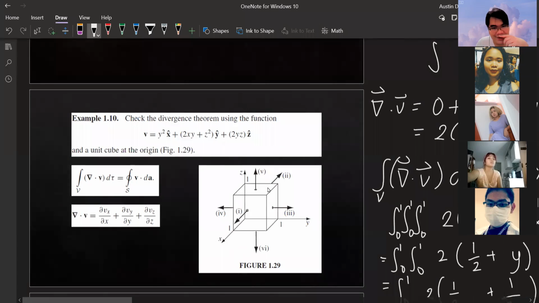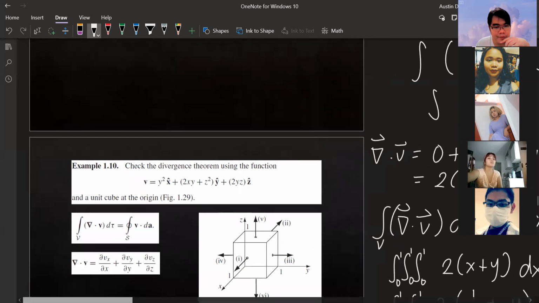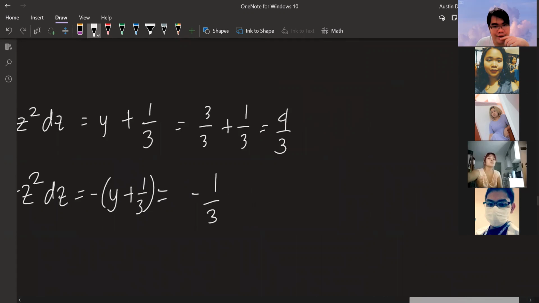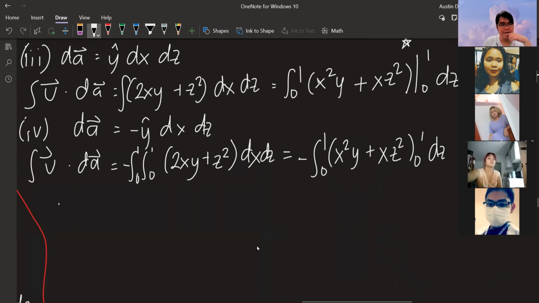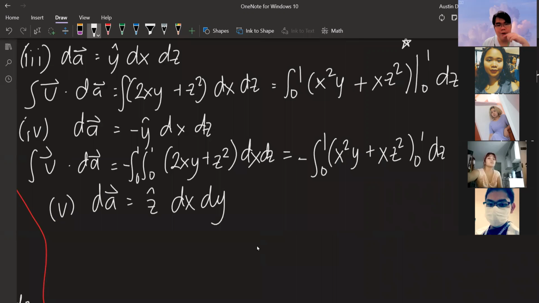Anyway, tuloy tayo. Sorry, 5 pala to. So number 5 will be, yung direction mo is positive z. So z hat. And then yung area mo will be dx dy. Okay. So usog tayo dun sa dulo. Alright. 5 is, sulat mo again yung dA mo. Lagi kayong susulat ng ganito para pag na-lost kayo sa equation, madali makapag-backtrack. So z hat dx dy.